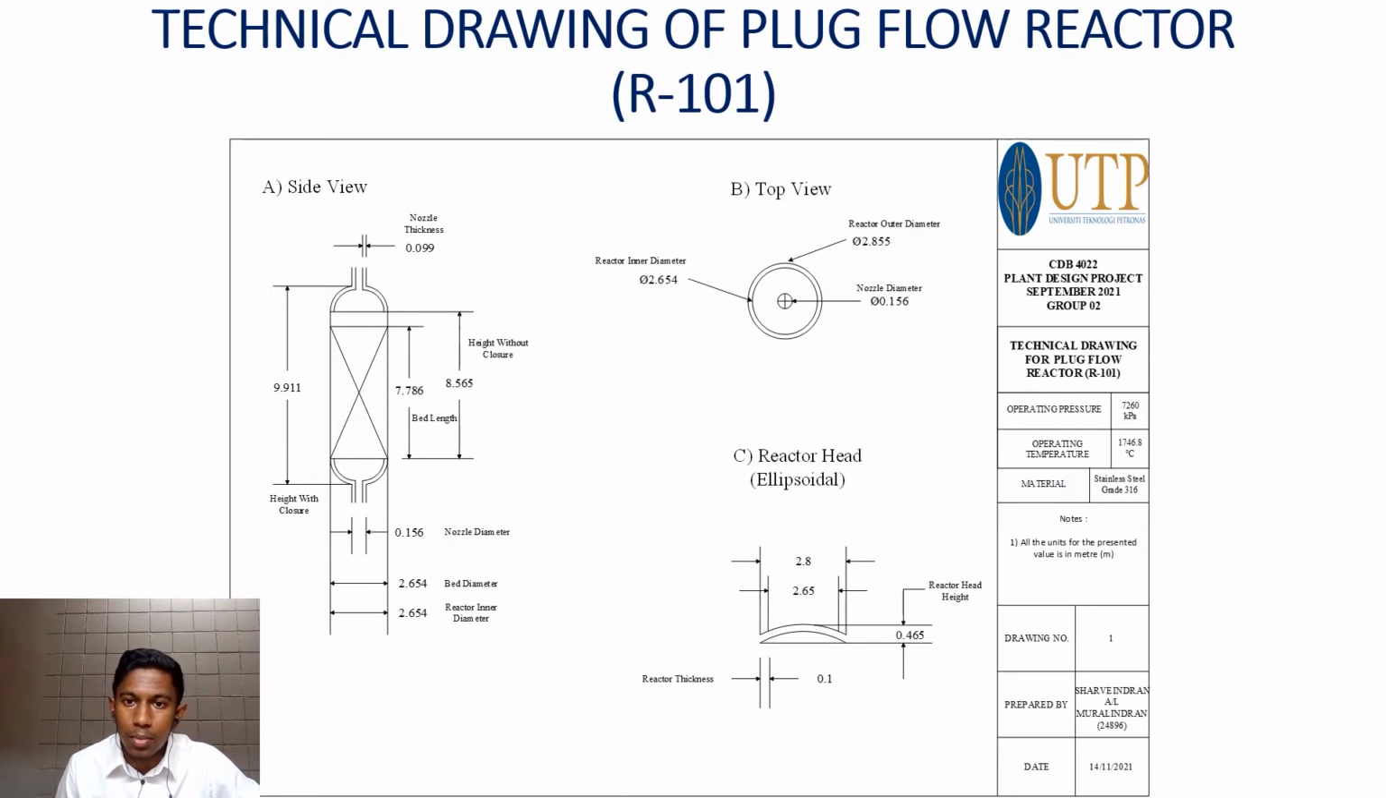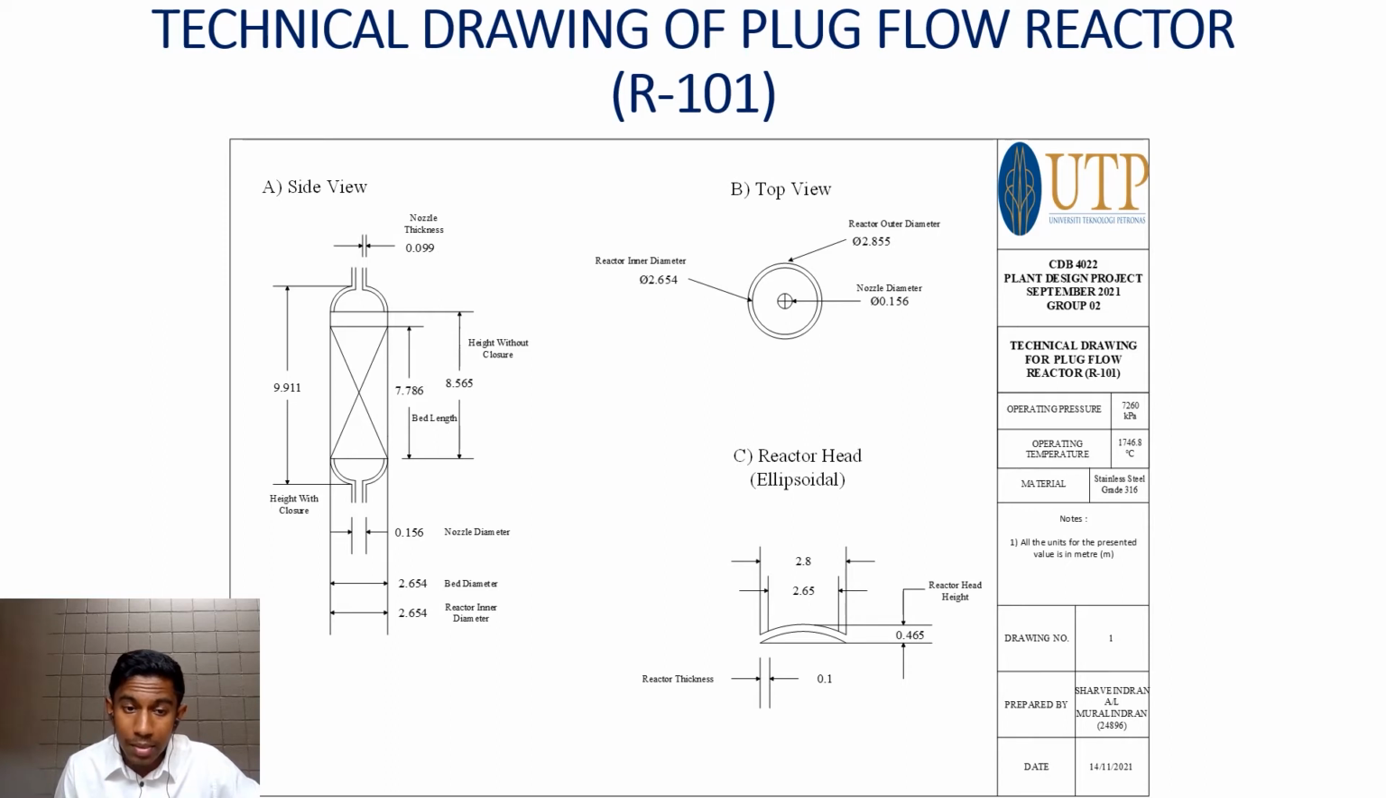This shows the technical drawing part of the plug flow reactor, which was done through Microsoft Visio. It partly shows the side view of the reactor. The reactor has a total height of 9.911 meters. The height of the reactor without the closures is 8.565 meters, and the bed length of the reactor is 7.786 meters.